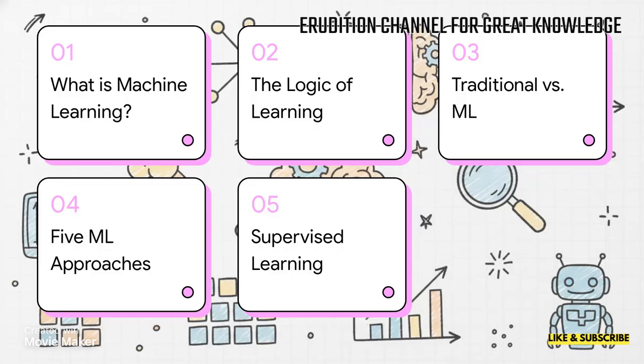So, here is our roadmap for the explainer today. First, what actually is machine learning? Second, the logic of learning. Third, traditional versus machine learning. Fourth, the 5 ML approaches. And finally, we'll wrap up with a focus on supervised learning.